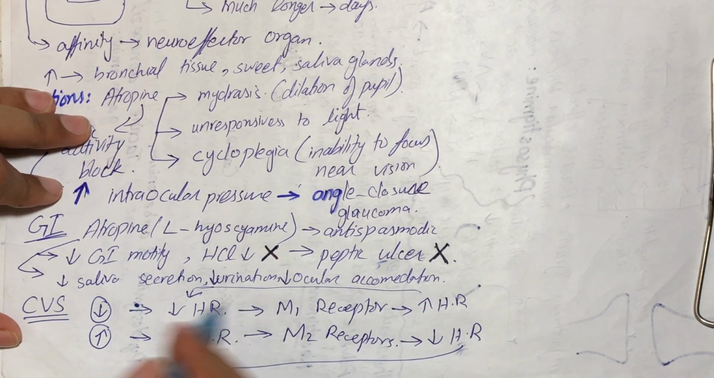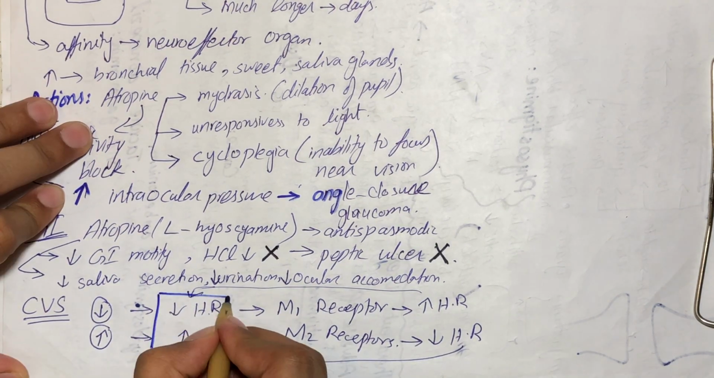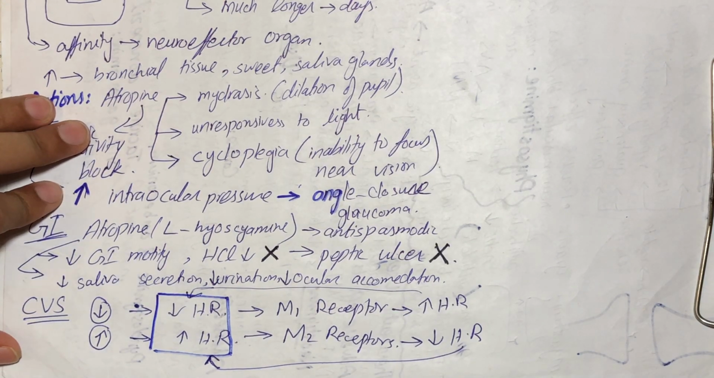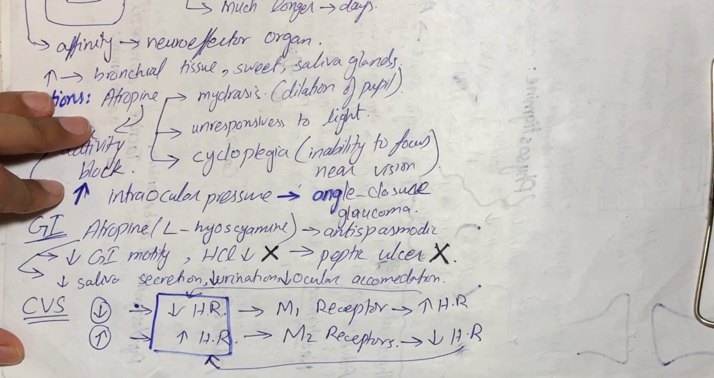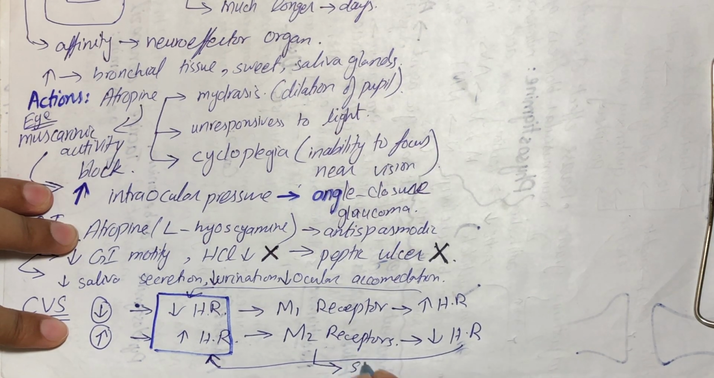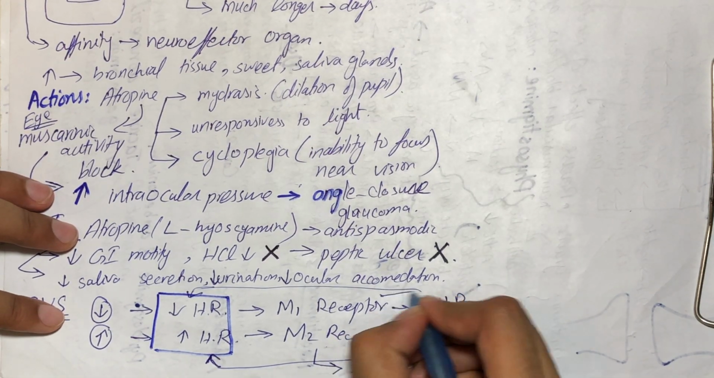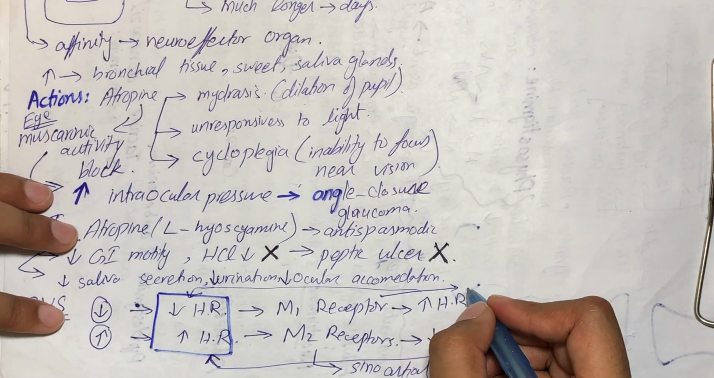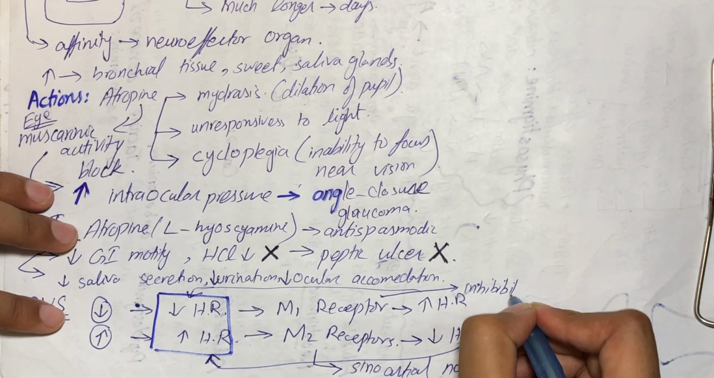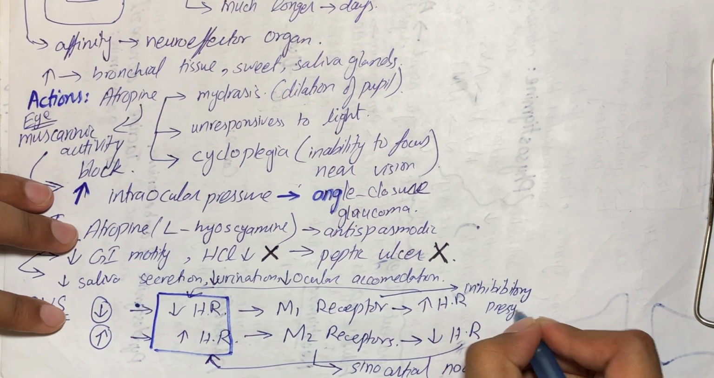So the resultant effects are a decrease in heart rate at low dosage of atropine and an increase in heart rate at increased dosage of atropine. These M2 receptors are being blocked at the site of the sinoatrial node, whereas these M1 receptors are being blocked at the site of the inhibitory presynaptic neuron.